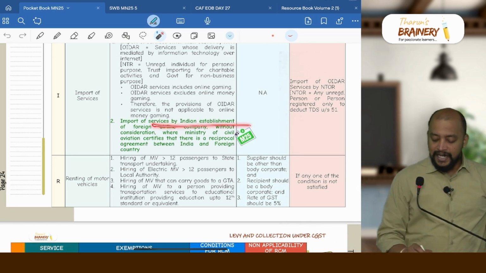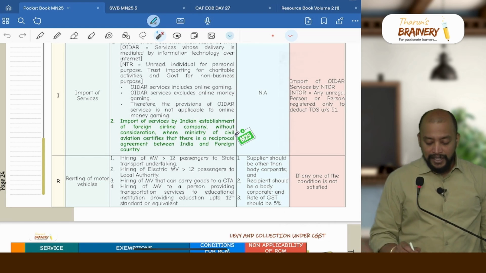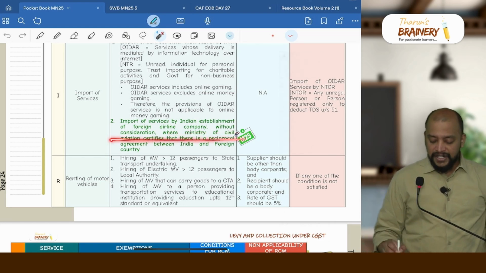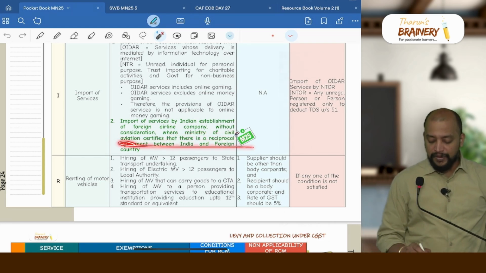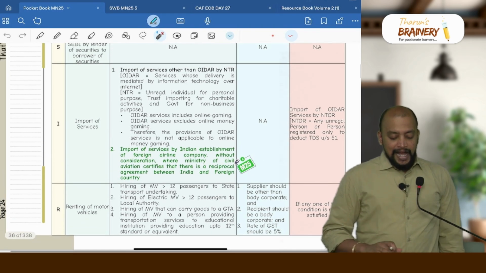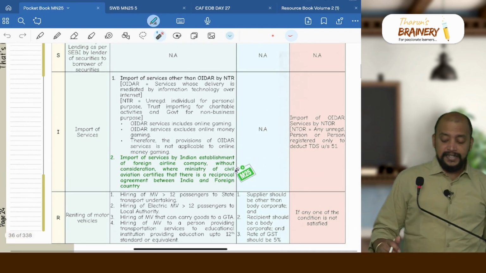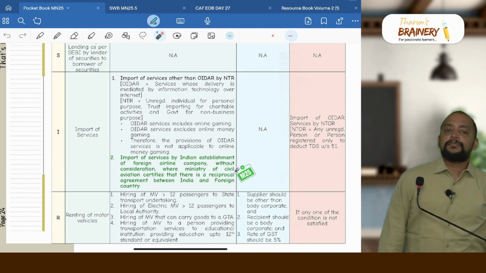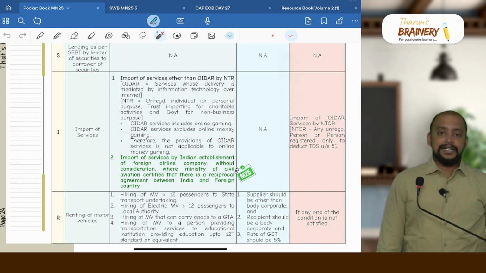So import of service by an Indian establishment of a foreign airline company without consideration, where the Ministry of Civil Aviation certifies that there is a reciprocal agreement between India and the foreign country. And we don't have any condition for RCM, but non-applicability of RCM in case of import of other than that, that is import of OIDR services by a non-taxable online recipient.